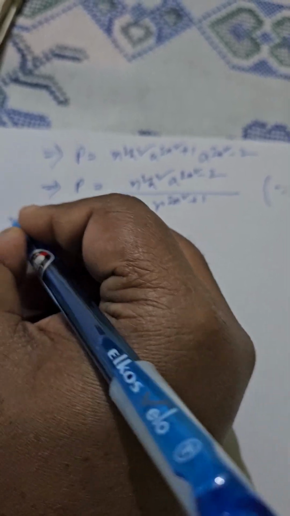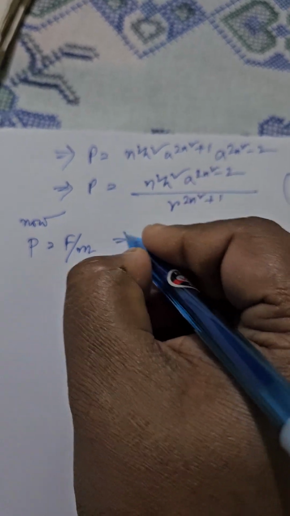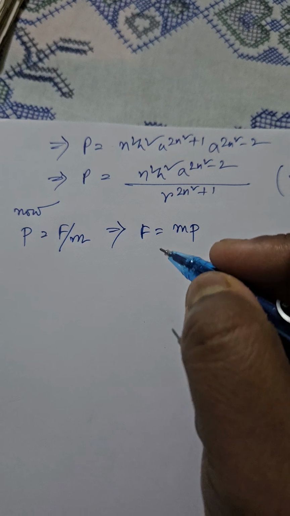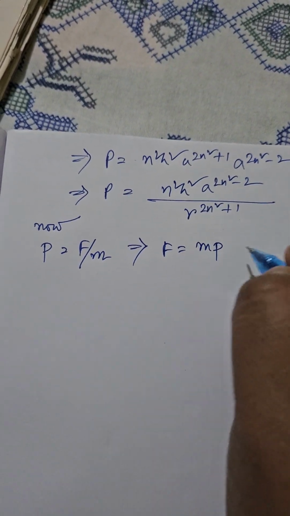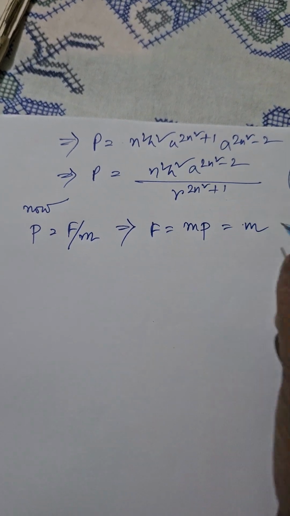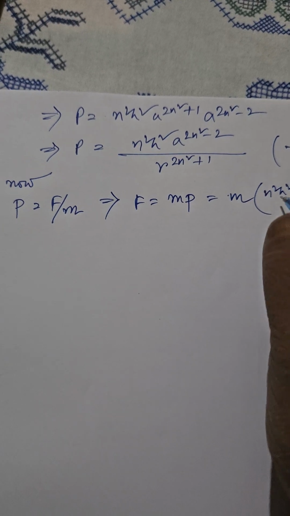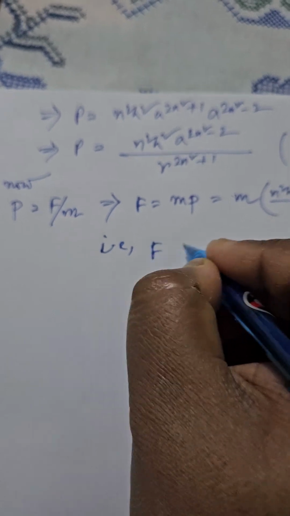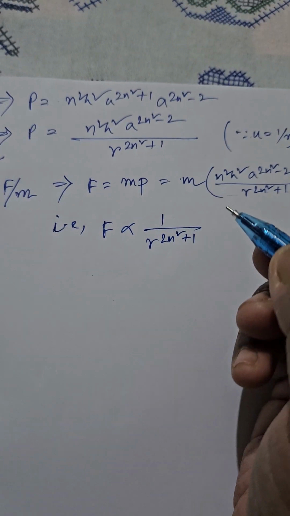P is what? Force acting per unit mass. So F will be what? MP. Now from this expression, what can you say? This part will give you m into n square h square a to the power 2n square minus 2 by r to the power 2n square plus 1. That is, you can say F, everything is constant in the numerator portion. So F proportional to 1 by r to the power 2n square plus 1.